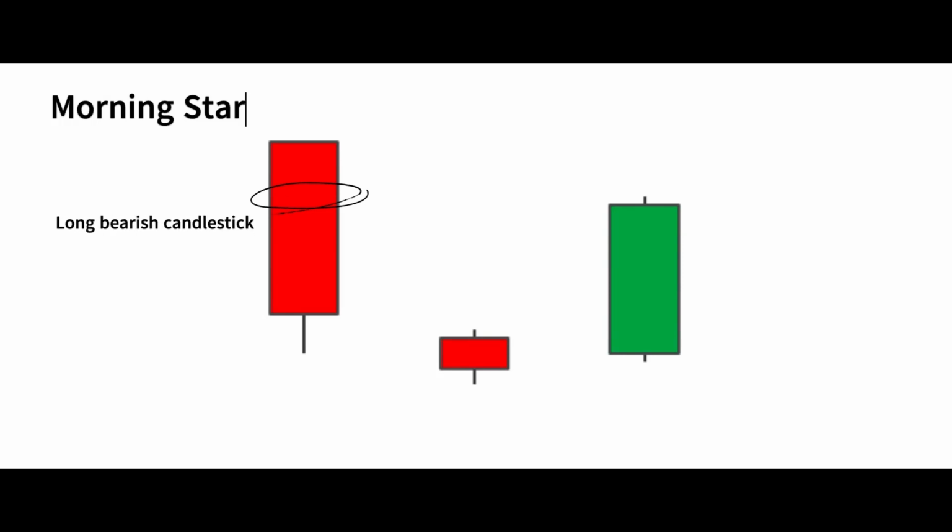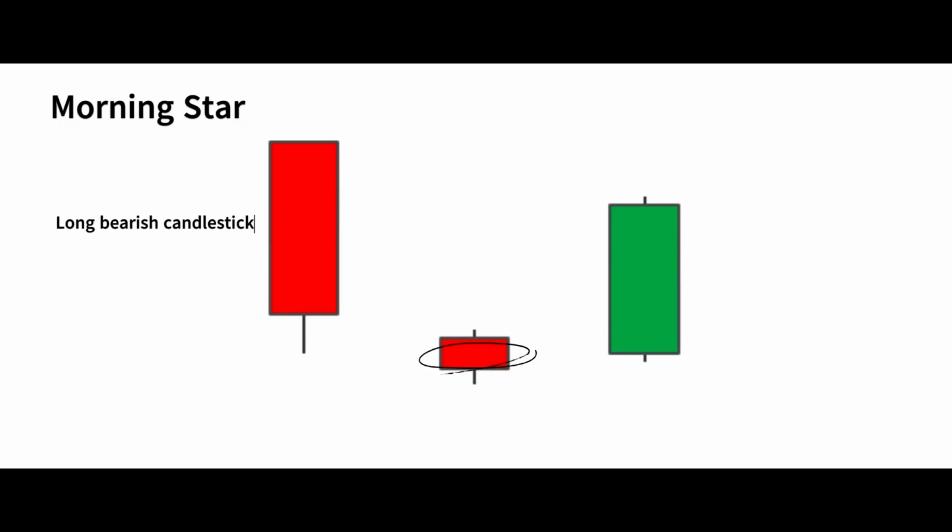The second candlestick pattern to look for as a potential buy signal is the Morning Star candlestick pattern. The Morning Star pattern is a bullish reversal pattern that consists of a series of three consecutive candlesticks that indicate a potential shift in the market direction from bearish to bullish. As you can see here, the pattern begins with a long bearish candlestick indicating a downtrend.